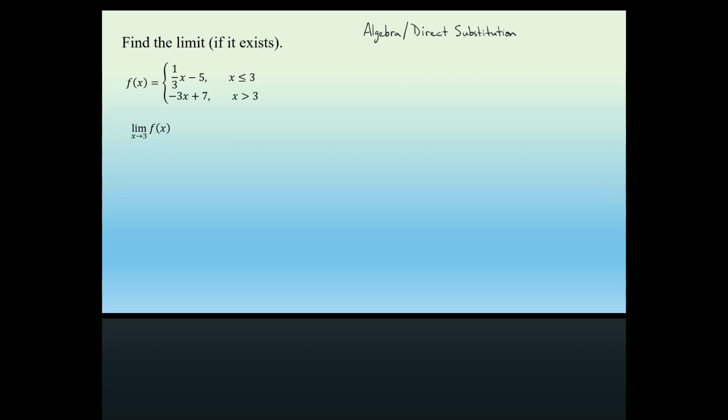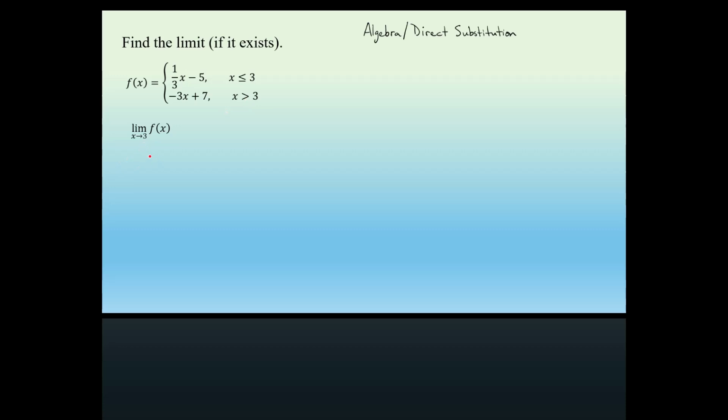Okay, hello. In this video, we need to evaluate the limit as x approaches 3 of f of x. But notice that f of x is a piecewise function. That means it's in pieces. We have two parts. The first part is when x is less than or equal to 3, and the second part is when x is greater than 3.